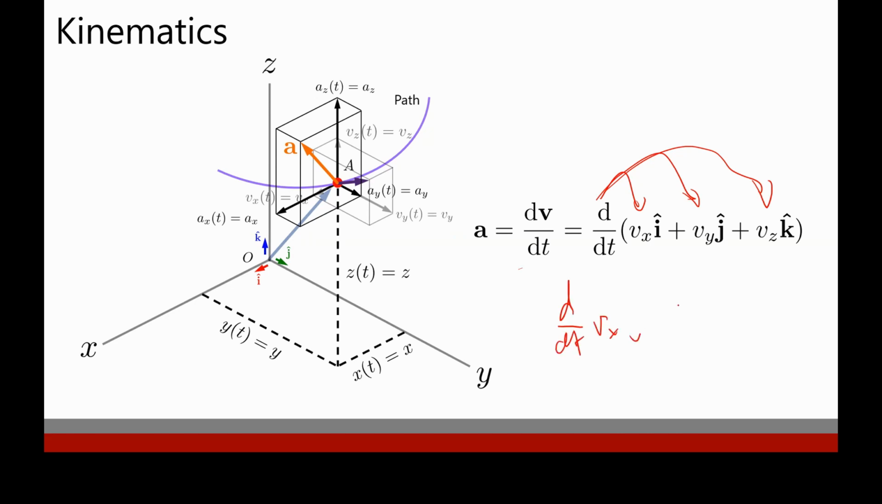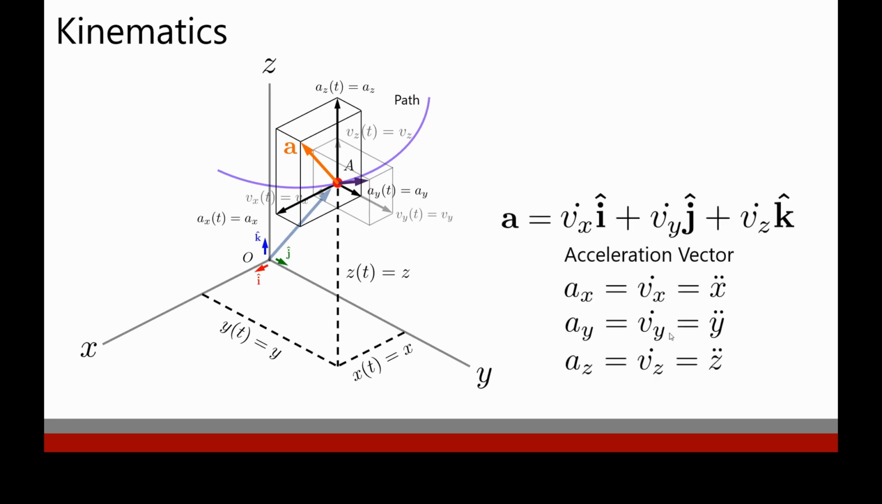d/dt of vx, d/dt of vy, and dvz over dt. And these are all vx dot, vy dot, and vz dot. And this is the form of your acceleration vector. Okay, v sub x dot i hat plus v sub y dot j hat plus v sub z dot k hat. Hirap basahin, no? Okay, so this is your acceleration vector.